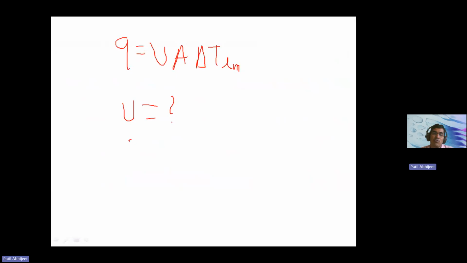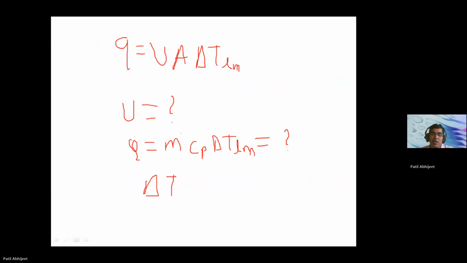But Q we need to calculate using m dot Cp delta T, assuming sensible heat is going to be transferred. Temperature data is given. So once we know how to calculate Q, for that we need to calculate initially what is delta T LM, that we need to calculate here.